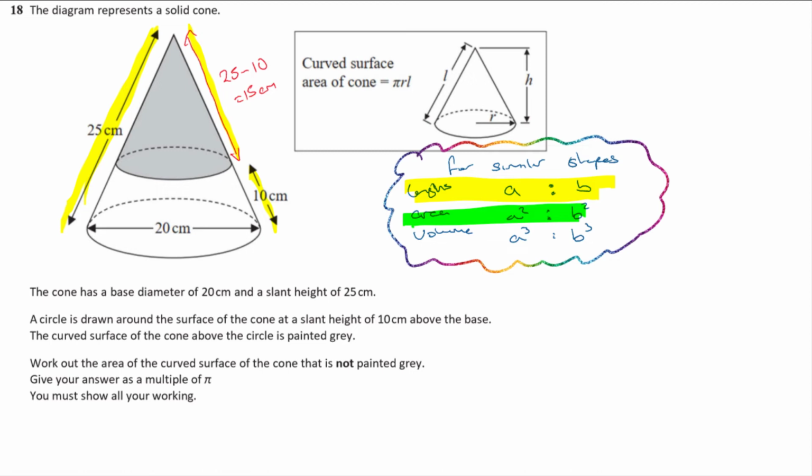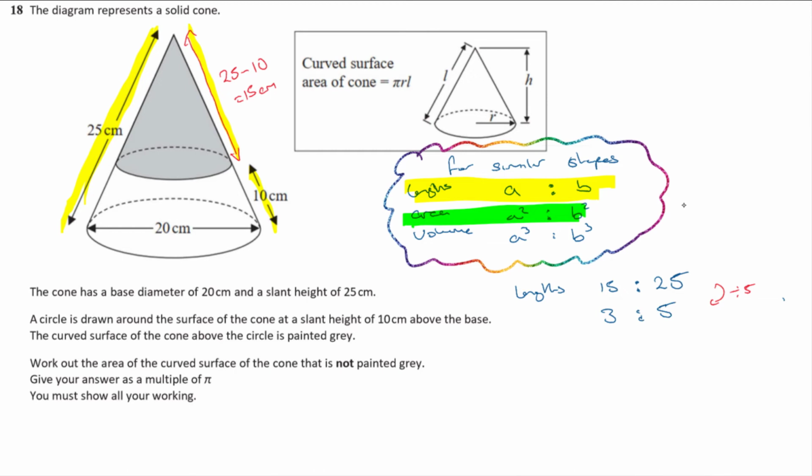And that means that the ratio of their lengths for these similar shapes is in the ratio of 15 to 25. Okay? Now they cancel down, don't they? Because they've both got a 5 in them. I can divide those both by 5. What's that going to give me? That's going to give me the fact that they're in the ratio of 3 to 5 then, isn't it?